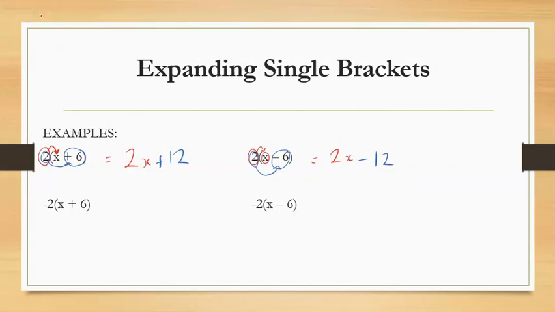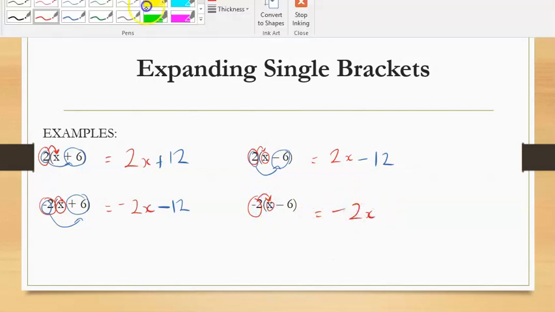In the next example, you've got negative 2, and then in the brackets x plus 6. So negative 2 multiplied by x is negative 2x. And then negative 2 multiplied by positive 6, remember ignore the signs, 2 6s are 12, you've got a negative and a positive, so the answer will be negative. And then in this last example, you've got negative 2 multiplied by x, which is negative 2x.